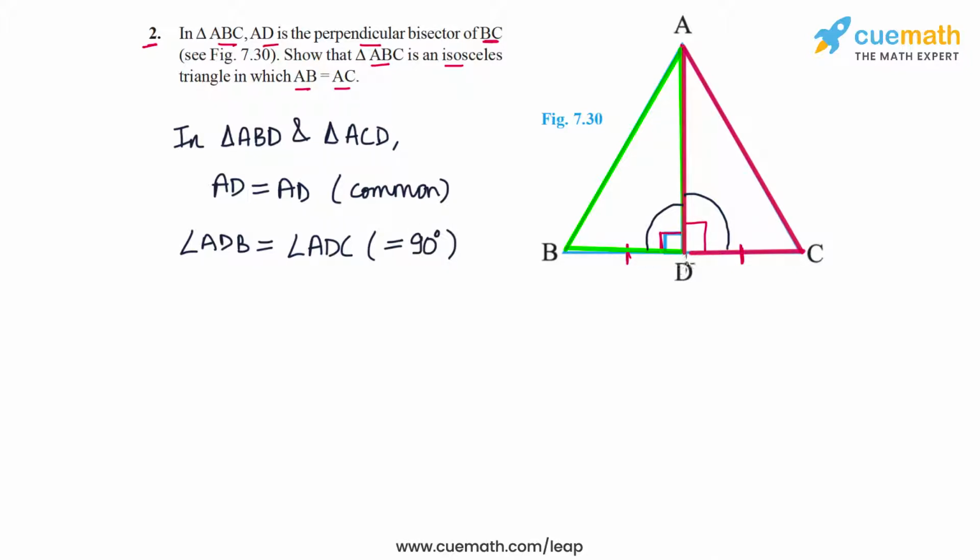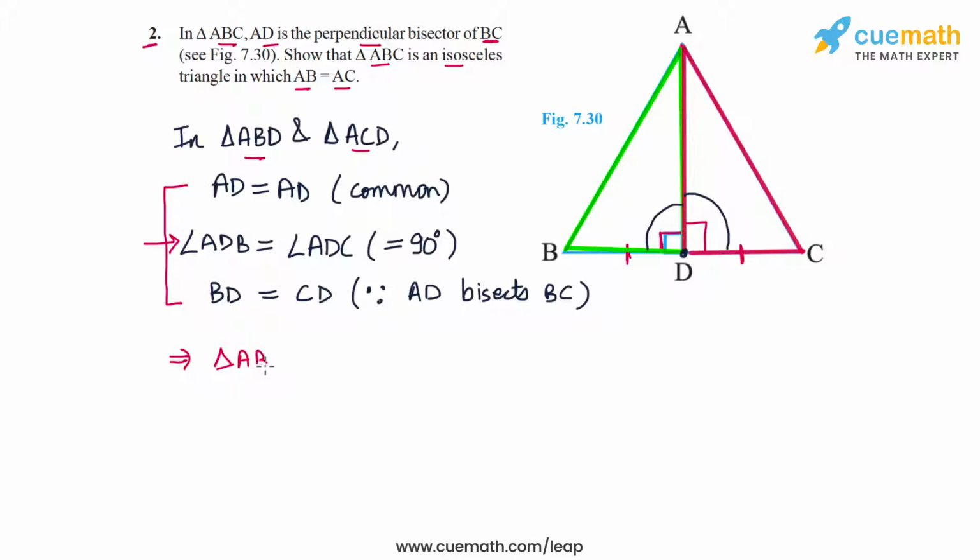And also, because D is the midpoint of BC, because AD bisects BC, we noted that BD is equal to CD. And this is because AD bisects BC. Okay, so now what we see is that in these two triangles ABD and ACD, we have two side pairs which are equal and the included angle pair also as equal. This means that triangle ABD is congruent to triangle ACD using the SAS congruence criterion.